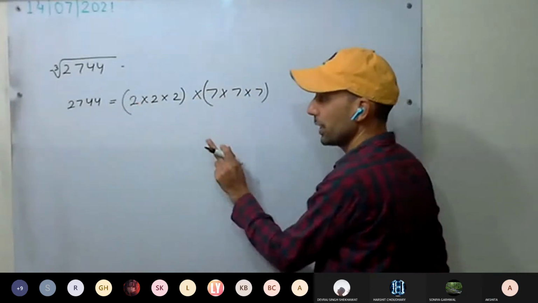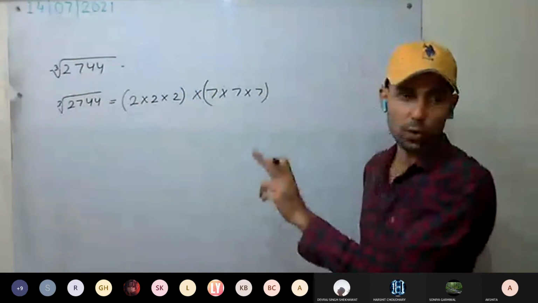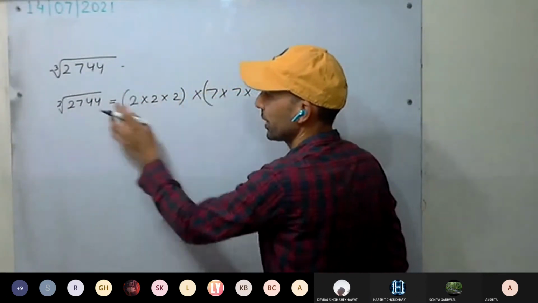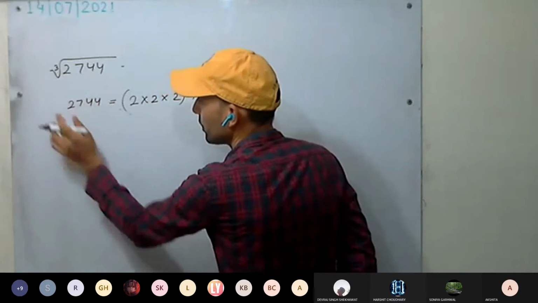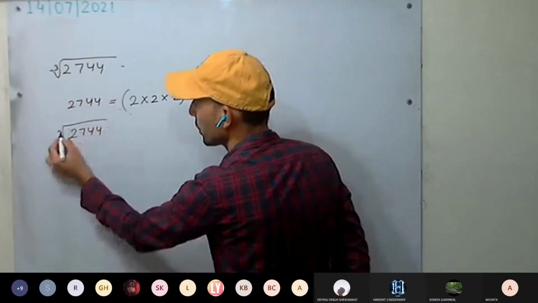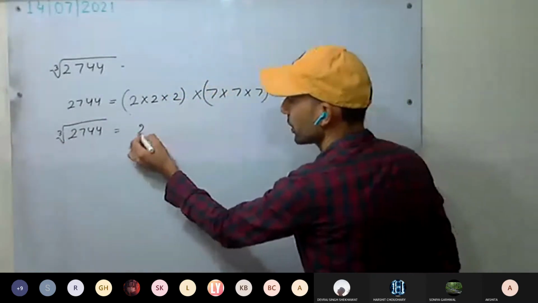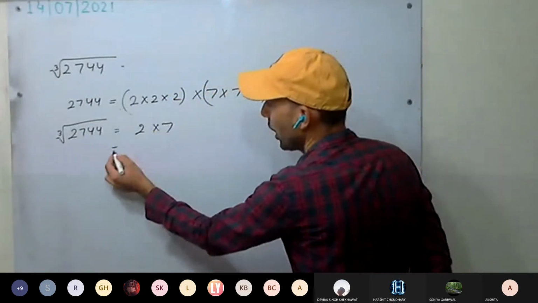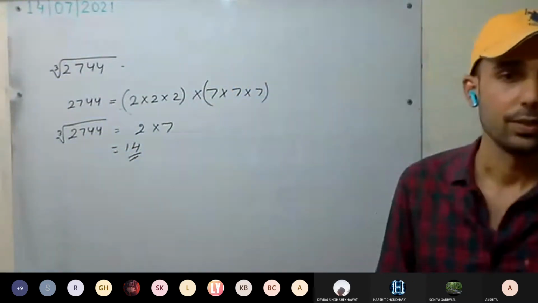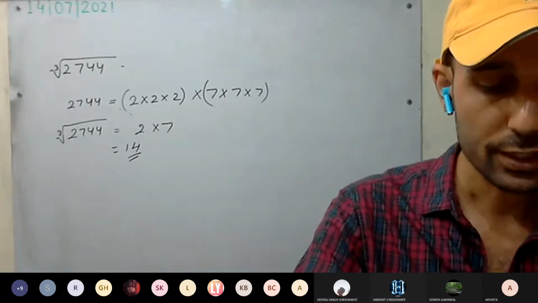Now see here. If you are writing here like this and this way, this is wrong. If you are taking cube root this side, you have to put cube root this side as well. Okay. Cube root of 2744. So from each we will take one: 2 into 7. How much is it? 14. So its cube root is 14. Okay. Do the next one.